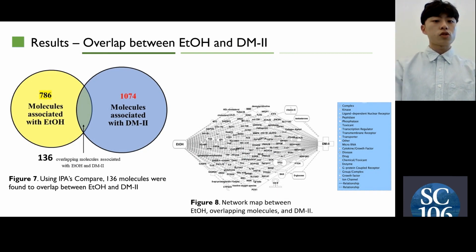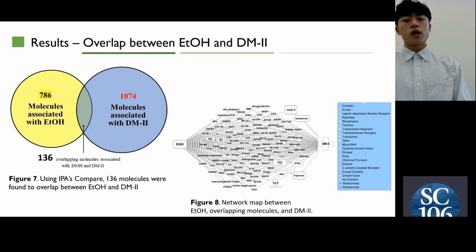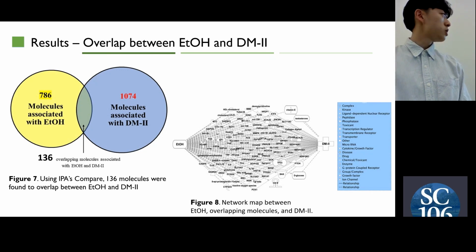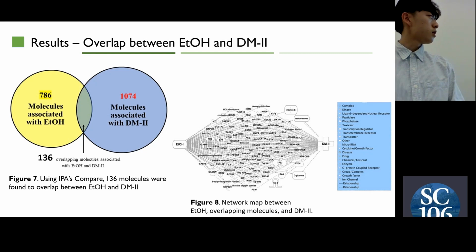And it was found that a total of 136 molecules overlapped between them. This is also showing the pathway between ethanol and DM2. Certain molecules have been enlarged in this figure as they have been affected by ethanol and directly affecting DM2 as a result as well.